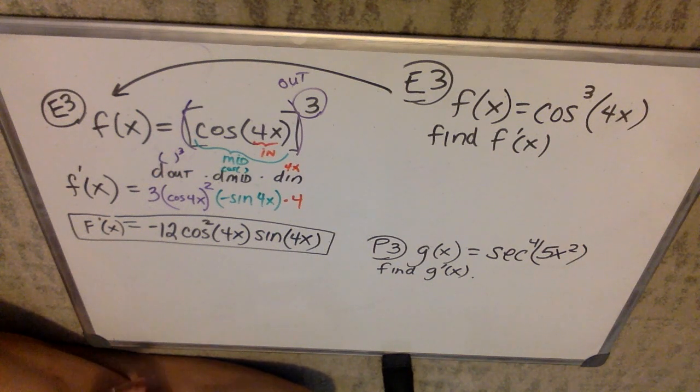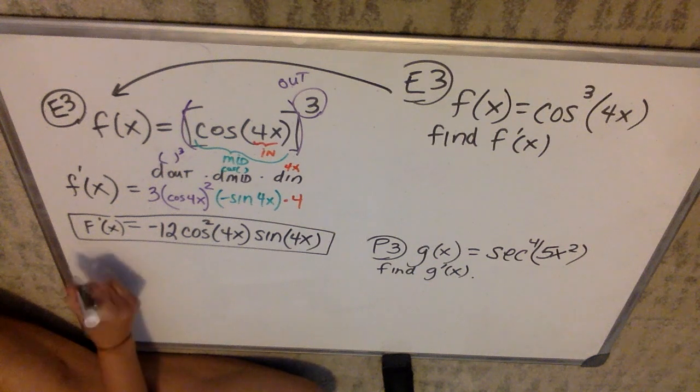So give P3 a try, right? P3 is secant to the 4th of 5x squared, and you're finding the first derivative. Now, you can try that without me. Go ahead and pause me, and I'm going to walk through it pretty much now. So pause me if you want to do it before me.